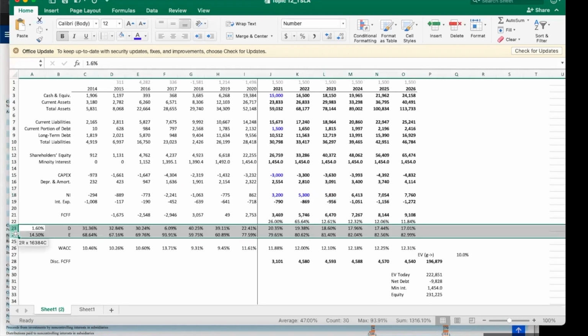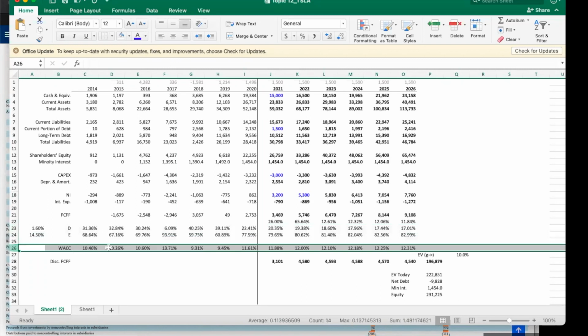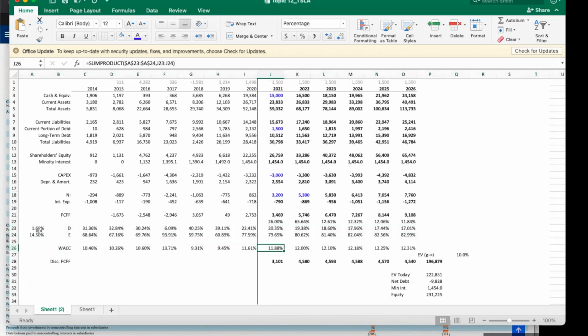Here, these lines are figuring out, well, what's the portion of debt and equity on the balance sheet? Here's the WACC, weighted average cost of capital. Here are the costs of capital, 1.6% for debt after tax, 14.5% for equity. So the weighted average cost of capital, which is our discount factor, our discount rate, for free cash flows to the firm. And now we have everything we need. This is a very crude model to value Tesla.